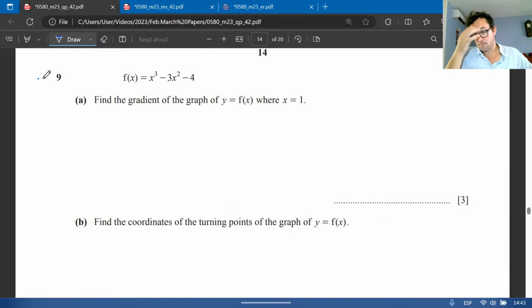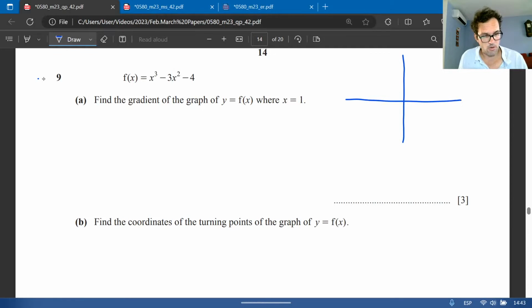Question 9. We've got the function x cubed minus 3x squared minus 4. What you need to remember is what a cubic graph will always look like. It's got 2 turning points. Having the minus 4 there probably means it will go through minus 4 on the y-axis, but that's all I can tell from it now. Exactly what it looks like, I can't say yet.